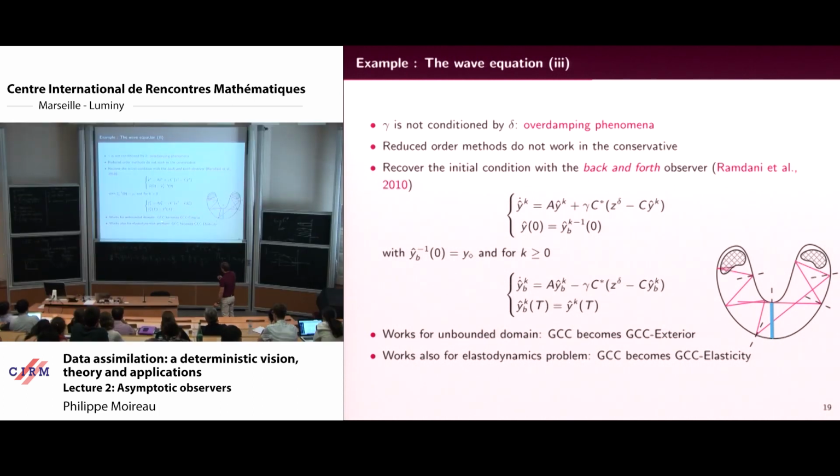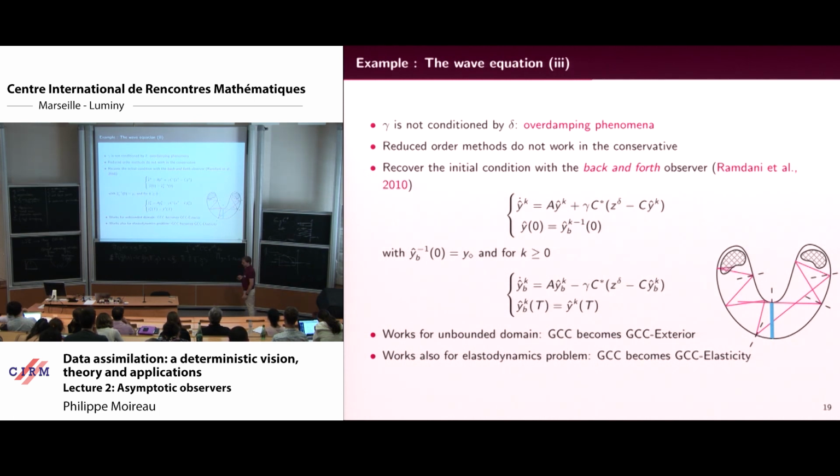And I will show you an example for that. You can even prove that it works with unbounded domain equation, meaning wave equation on unbounded domain. We work a lot on that, and then the geometric control condition is changed by the geometric control condition in exterior domain. And you can also prove that it works for elastodynamic problem using the result from people who have worked on the geometric control condition for elasticity. For example, Damon Bella-Swed and co-authors.